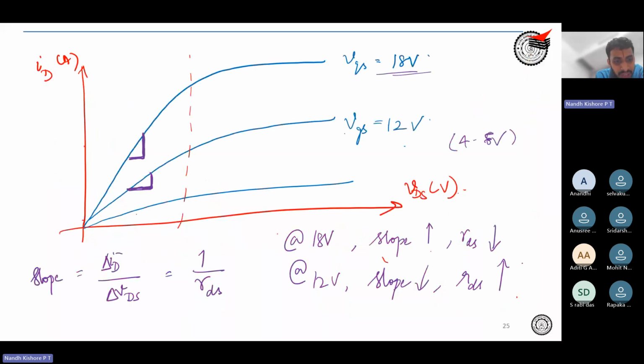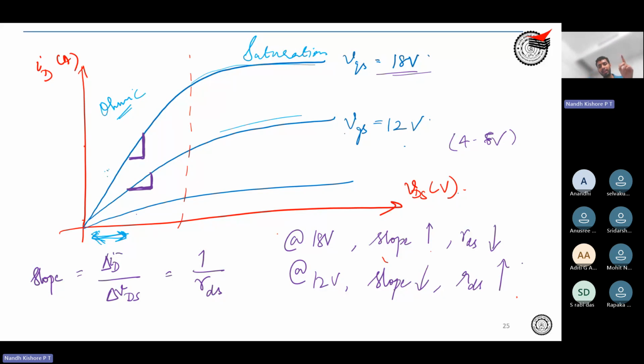Which means you will be lying somewhere over here. You may never even breach this saturation. So this is the saturation region, and this is the ohmic region, correct? You will be lying somewhere over here. You are operating as a switch. When you are operating as a switch, the RDS is going to vary based on your VGS only. The current will not vary based on VGS.